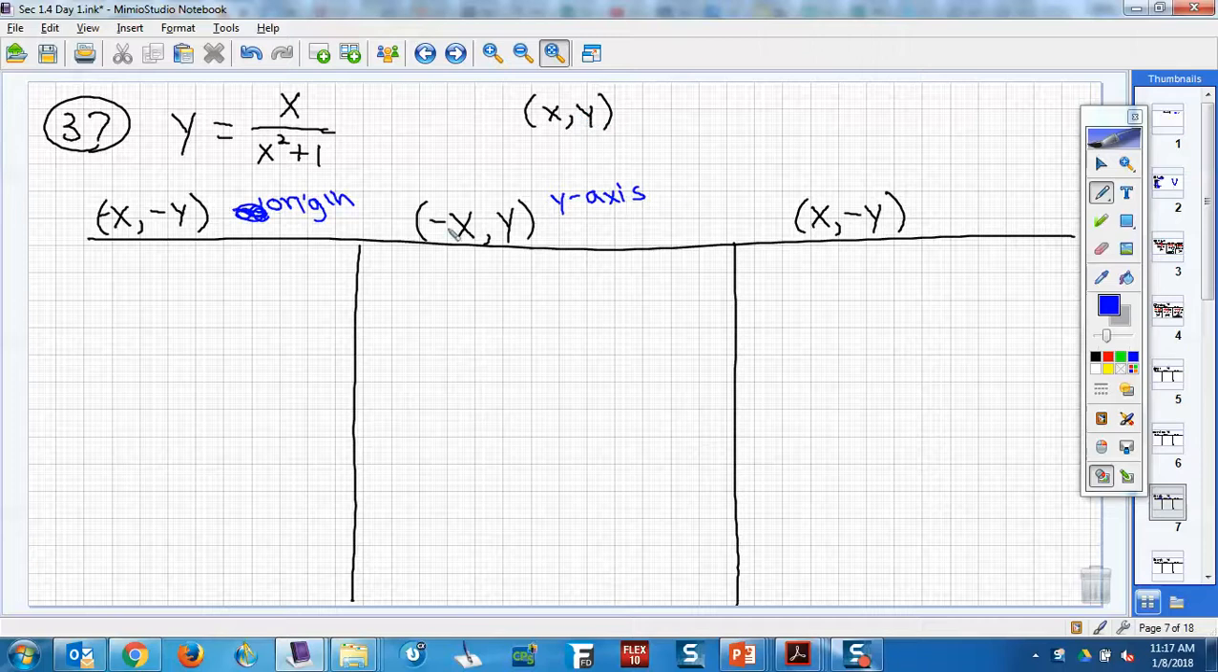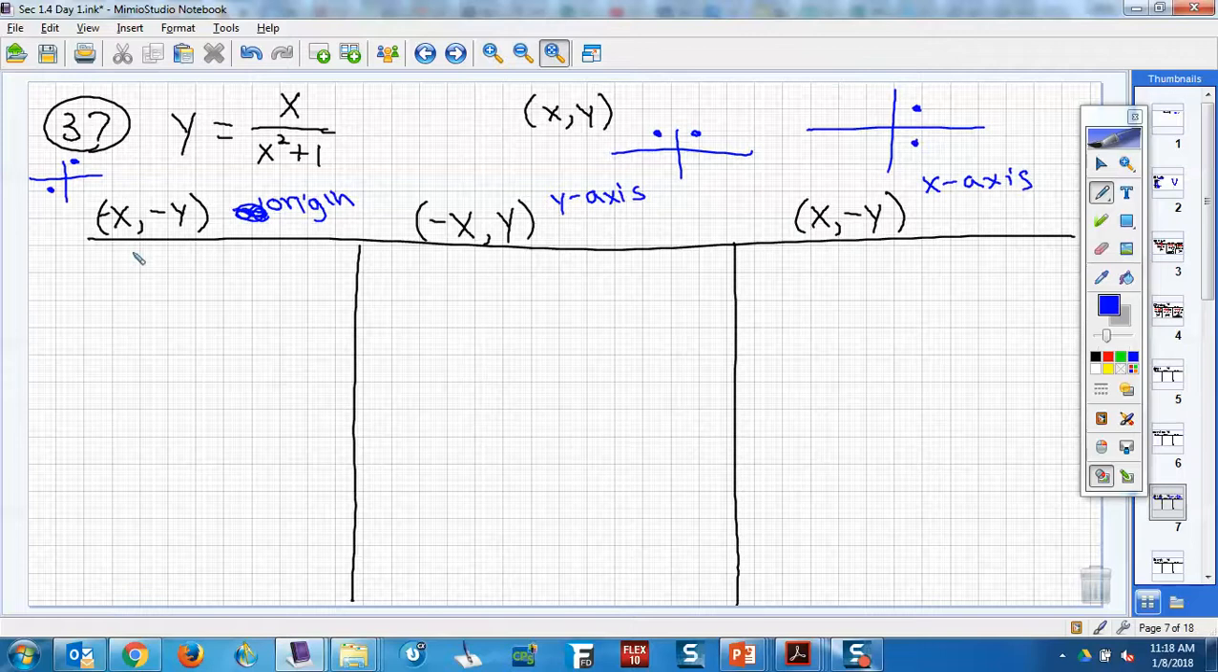If negative x, y is the same as x, y, that's y-axis symmetry, and then this one is going to be x-axis symmetry here. It's pretty easy to tell which one's which, because if you have the point x, y, and you put in x, negative y, that's going to be x-axis symmetry. If you have the point x, y, and you put in the point negative x, y, that's going to be y-axis symmetry. And then, of course, here, if you put in the point x, y, and then you have the point negative x, negative y, that's origin symmetry. Okay? So you can keep those two straight.